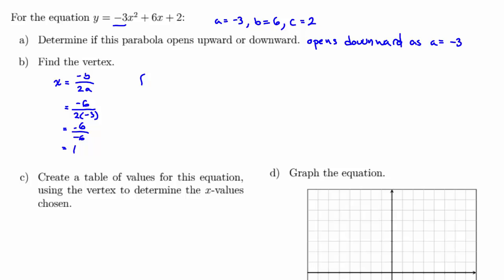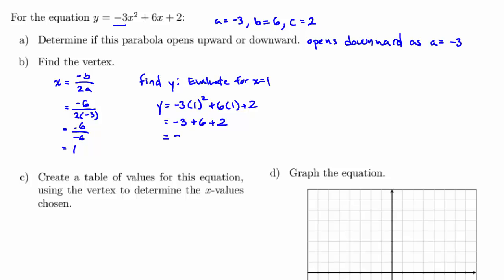To find y, I'll evaluate that expression on the right for x equals 1. So I'll have y equal to negative 3 times 1 squared plus 6 times 1 plus 2. And negative 3 times 1 squared is simply negative 3. So I have negative 3 plus 6 plus 2, and that value is then 7. So I now know that the vertex is the point 1, 7.